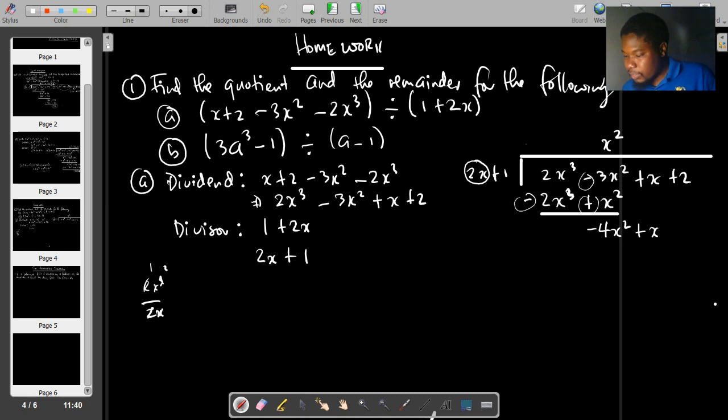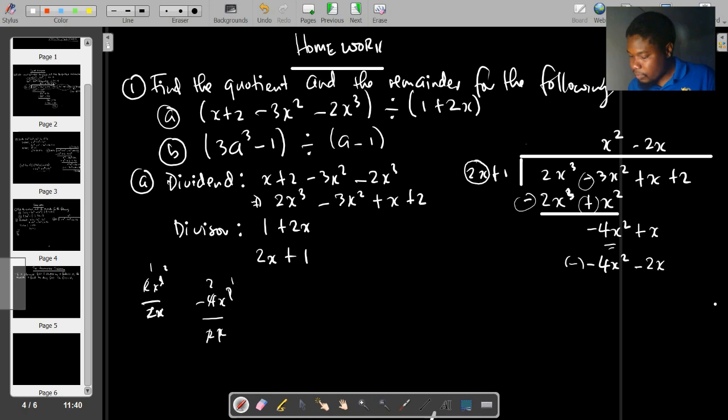Now, the same 2x into negative 4x squared. So we say negative 4x squared divided by 2x. 2 into this 2, x there 1, so it'll be negative 2x. Okay, negative 2x times 2x, you get negative 4x squared. Negative 2x times positive 1, you get negative 2x. So you're taking care of the signs, making sure that you're not making any mistakes here.